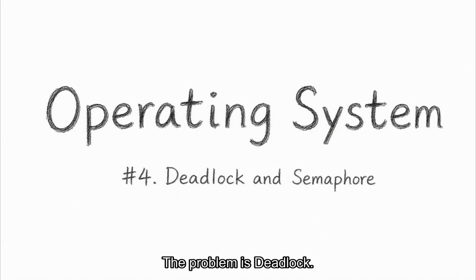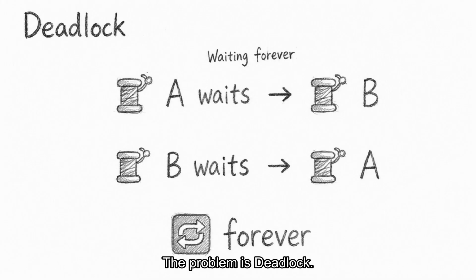The problem is deadlock. A deadlock is a situation where multiple threads or processes are waiting for each other and none of them can continue. For example, there are two locks, lock 1 and lock 2, and there are two threads, thread A and thread B. Thread A gets lock 1 first, then it tries to get lock 2.